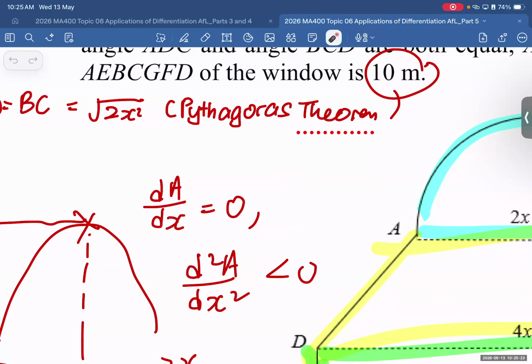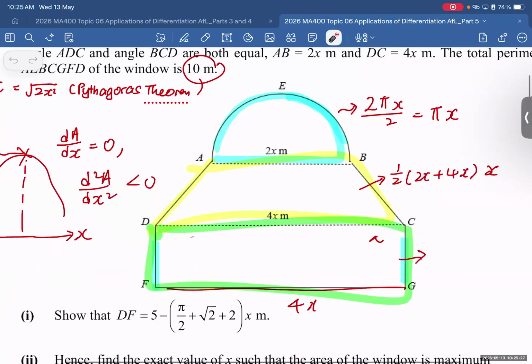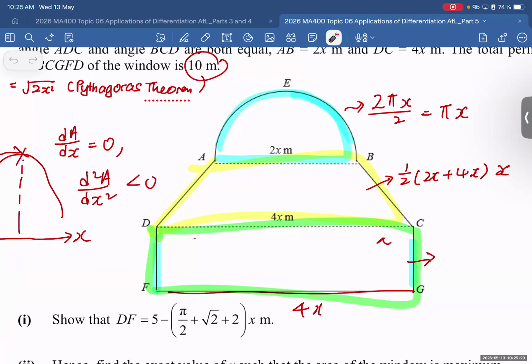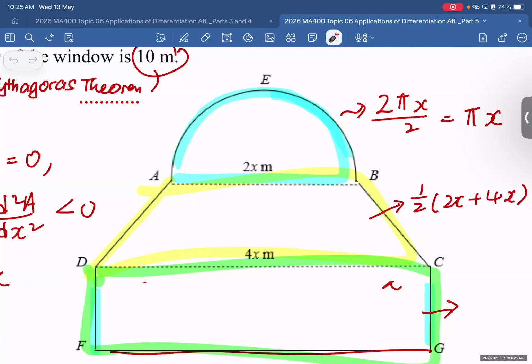So I need my A. What's my A going to look like? Now I look at my diagram. My A has a trapezium, a rectangle, and a semicircle. I write out all 3. Math is very demanding, it demands all the formulas that you have. I hope you still remember, you don't ask me again. Half times pi r squared. In this case, the radius is x, so it's half of pi x squared.